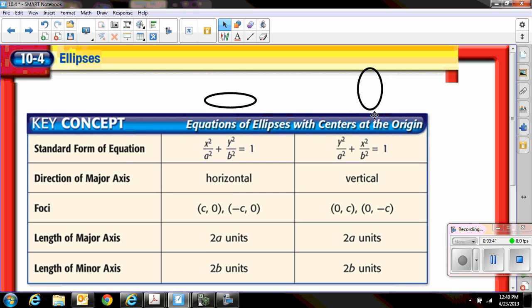For a vertical ellipse, we'll see the y squared coming first. So it'll be y squared over a squared plus x squared over b squared equals 1. One thing to point out here, how to determine whether it's a horizontal or a vertical ellipse, A makes that decision. Whatever is bigger, that becomes A. The foci then switch. The foci are located at (0, c) and (0, negative c). The major axis is 2A, the minor axis is 2B, except of course major axis will be going vertically, whereas the minor axis will be going horizontally.